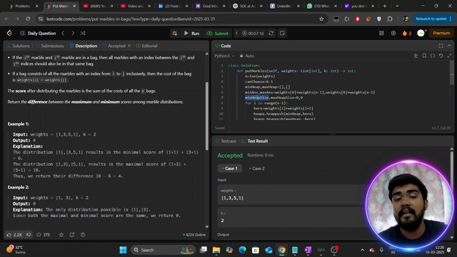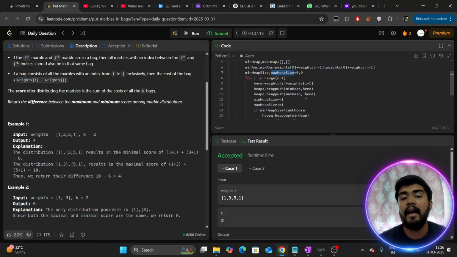The current min heap size is 0 and the current max heap size is 0, and now we are iterating i from 0 to less than n minus 1, that is up to n minus 2, because we need the adjacent element and we will do i plus 1. If we iterate up to n minus 1, then we are going to get an index out of range. So I think it's very standard.